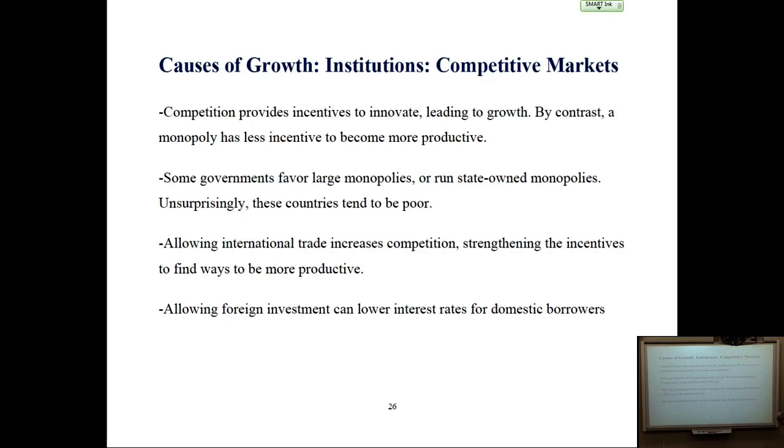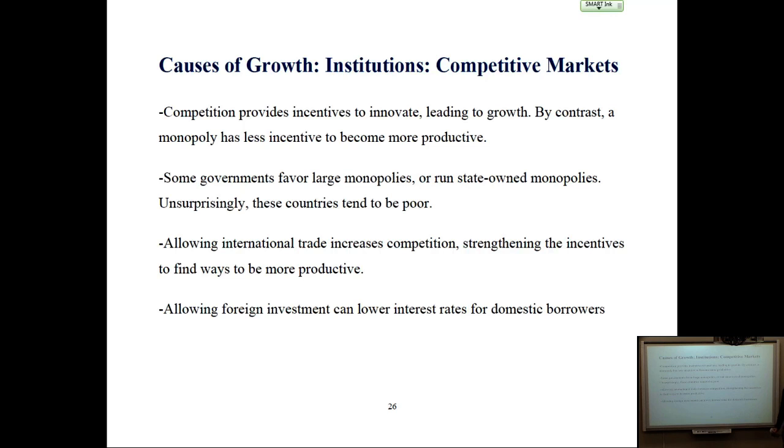The second part of this institution is open markets. By open, we mean open to trade and international investment. We already saw back in Chapter 2 that trade creates value, so I don't have to go over that a whole lot. We'll focus more on how openness to international investment can help out the domestic firms.